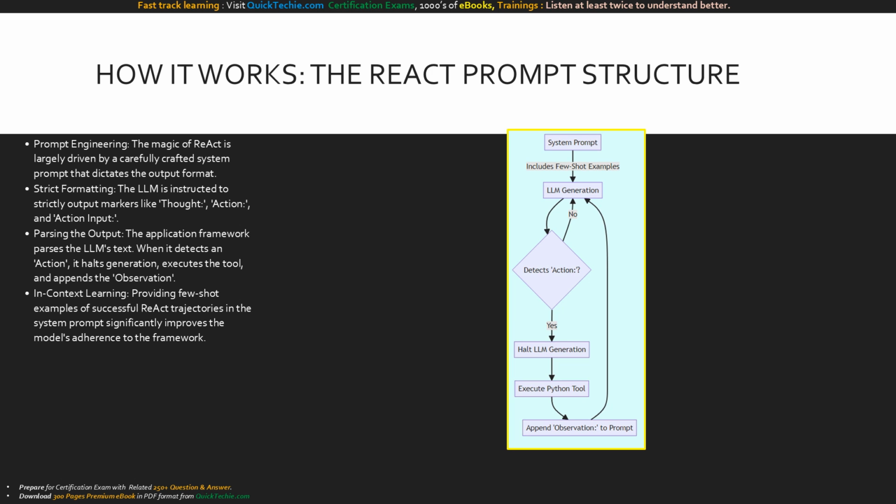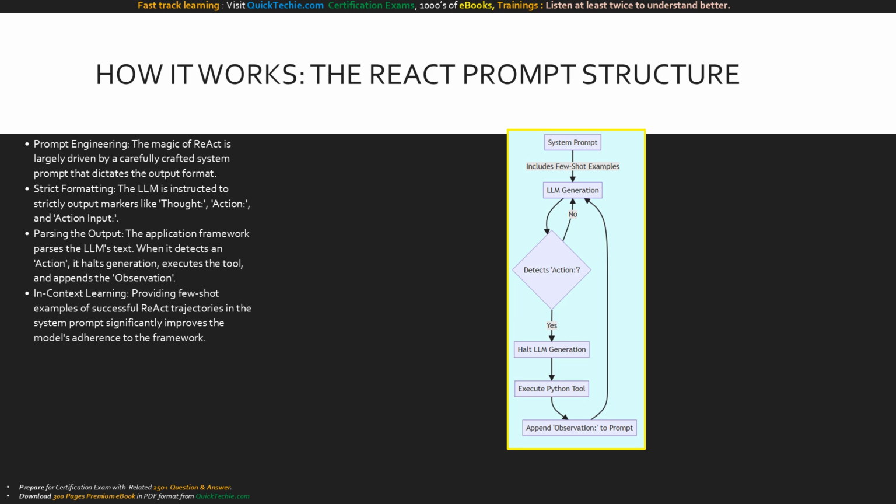As the LLM streams its response, the framework watches for the word action. As soon as it sees it, the framework pauses the LLM, parses the requested tool, executes it in Python, and then appends the word observation, along with the result, back into the prompt. To make this reliable, we rely heavily on in-context learning. By providing the LLM with a few perfect examples of thought-action-observation cycles within the system prompt, the model easily learns the required cadence.